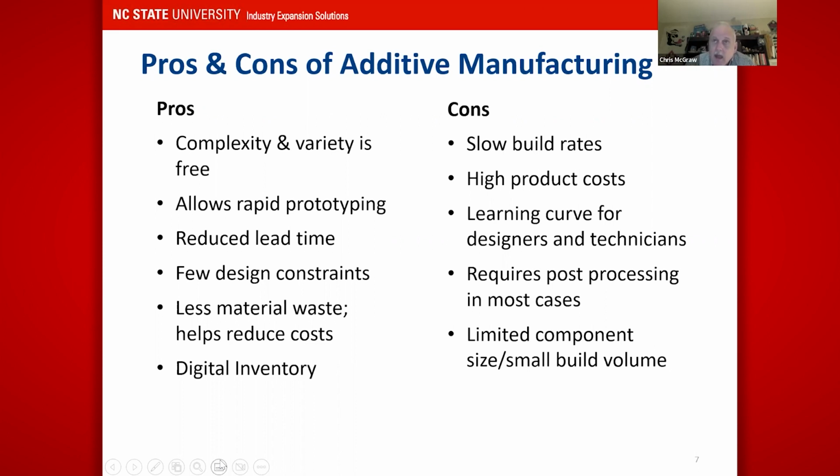And this is one of those that can be a little bit of a false statement. It is limited by the size of the machine, but we have people 3D printing homes now. So that's obviously not limited by size, it's just a different application. So there's some exceptions to these, but that's kind of the general pros and cons of additive manufacturing.